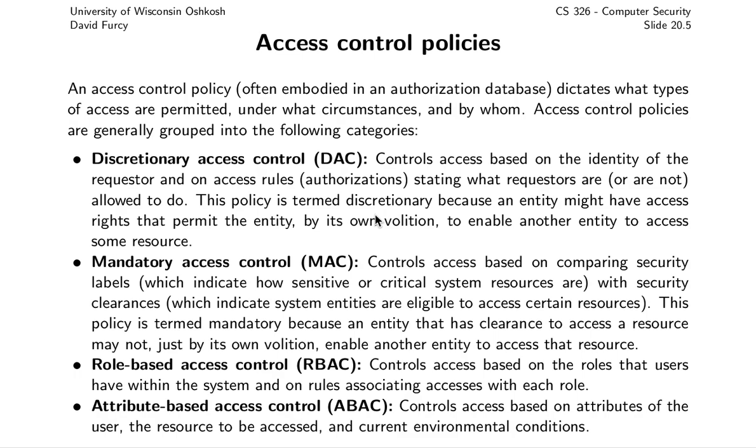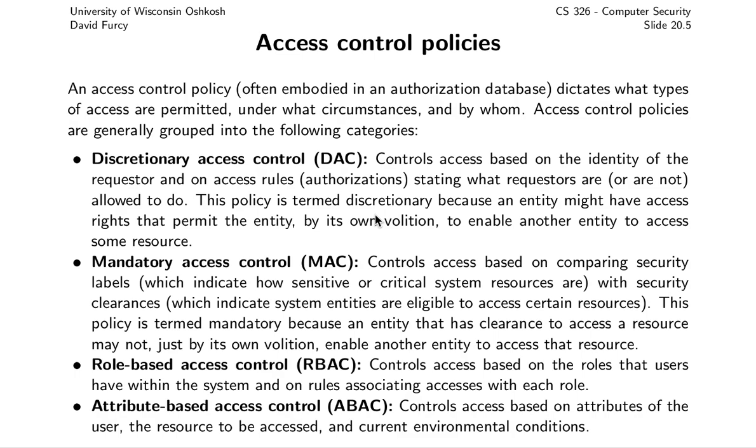And the reason this is called a mandatory access control policy is because the only way that you can get access to a resource is if you had enough clearance to access that resource. But the owner of that resource is not going to be allowed to give you access if you don't have the clearance. So it's the opposite of a discretionary access control in that sense.